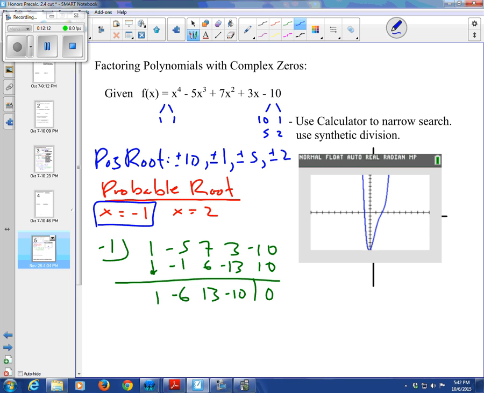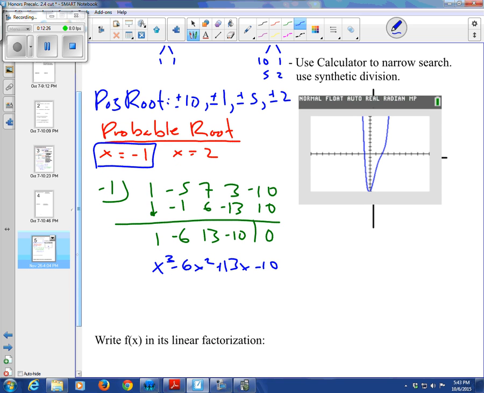And right here we've divided out the linear factor that coincides with that root, and we are down to the cubic, that is x cubed minus 6x squared plus 13x minus 10. Now we're going to continue this process and try out 2. So right here we're going to say synthetic division with 2. We'll take the coefficients of our cubic now to get us down to a quadratic. So we've got 1, -6, 13, -10.